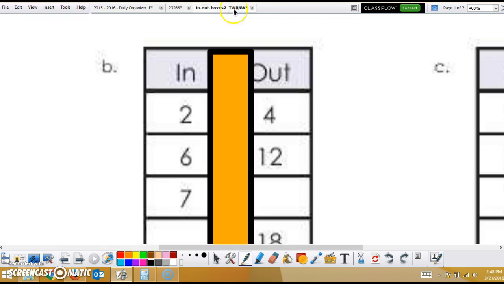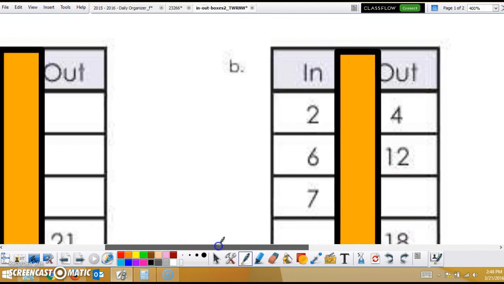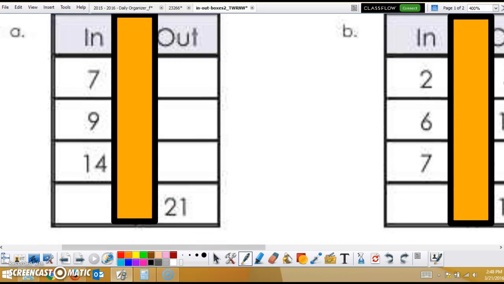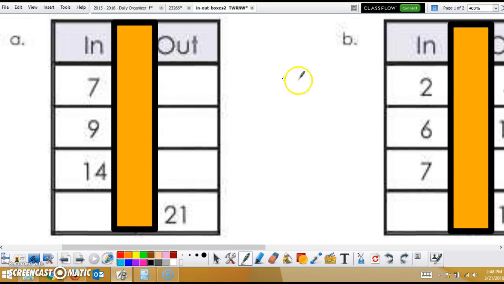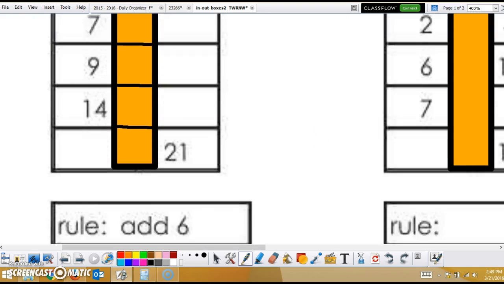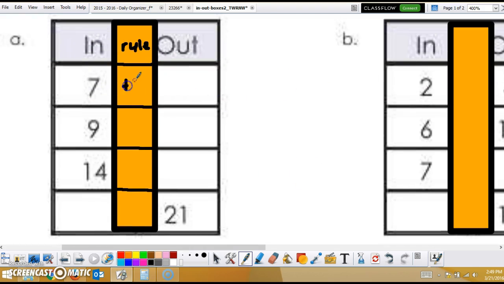My first suggestion, make sure that you have a separate piece of paper, because what I told the students to do is to set up a separate third box. The reason there's a third box is because this box becomes your rule box. Yes, we have an input. Sure, we have an output, but we also need to know the rule that gets applied to every single number. And in A, if you look down, they actually give you the rule to apply. 7 plus 6, 9 plus 6, 14 plus 6.